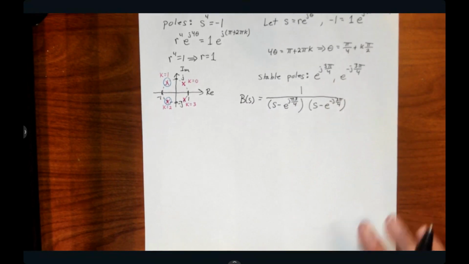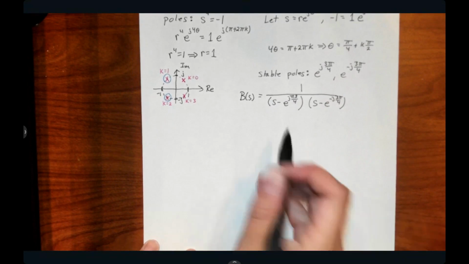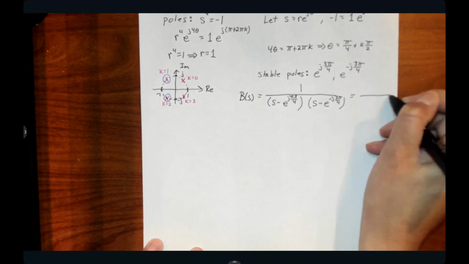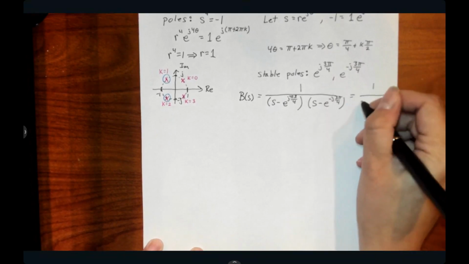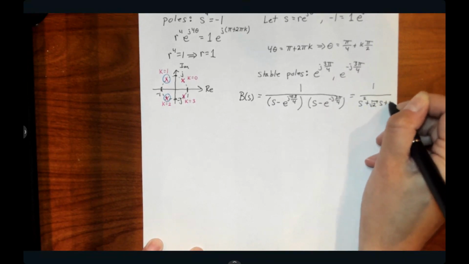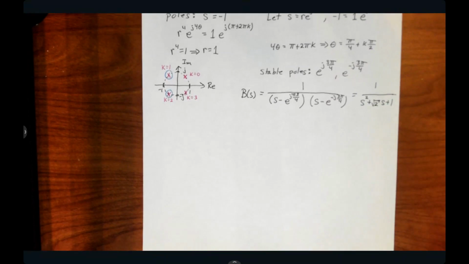And then if I do the multiplication out, you might see something that looks kind of like a cosine. You can substitute values, things like that. What we end up getting is s squared plus square root of 2 s plus 1.